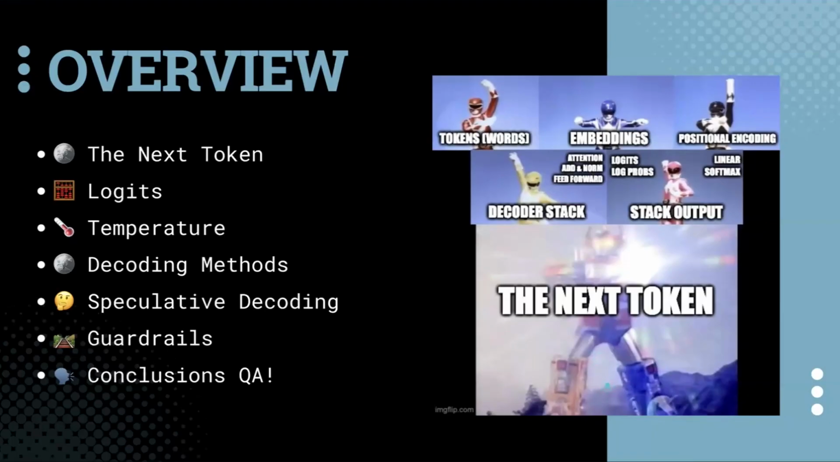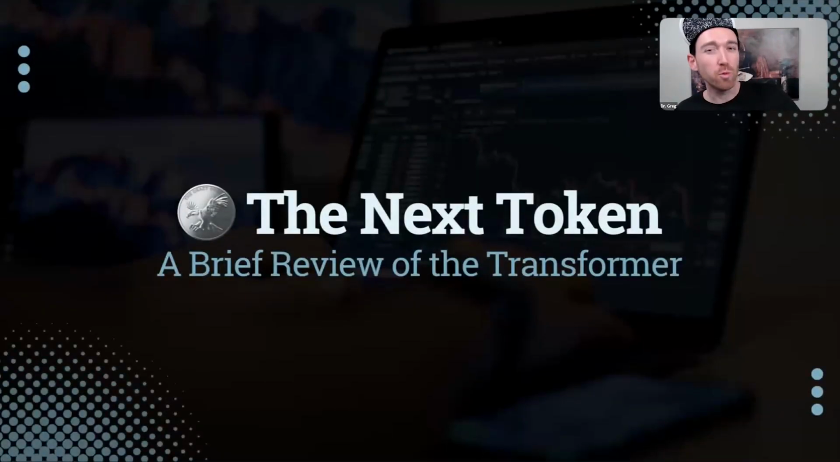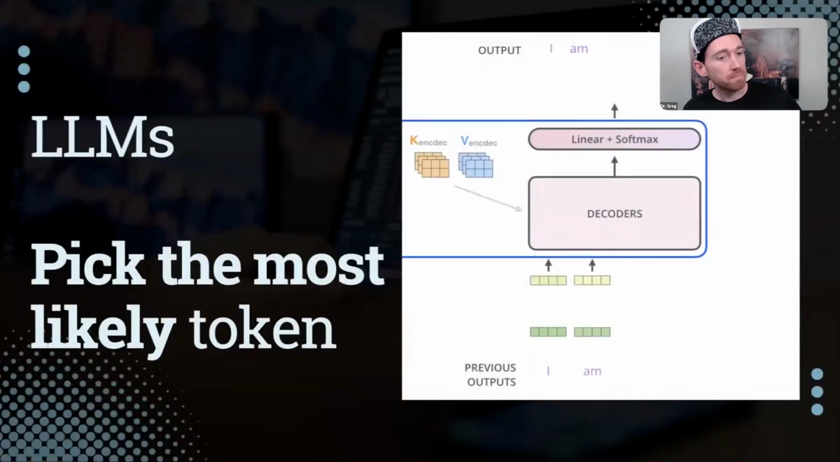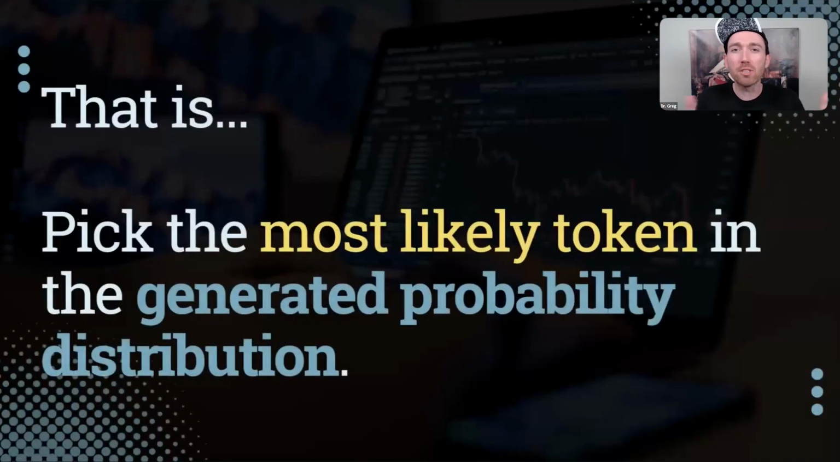So we've got a nice little overview today of next token prediction. But first, let's go and remind ourselves how we got here in the first place. LLMs predict the next token. They predict, in general, let's call it the most likely next token. The most likely of what? The most likely next token within some distribution of potential tokens.